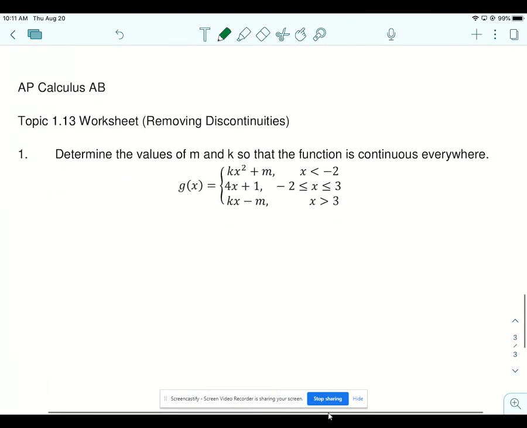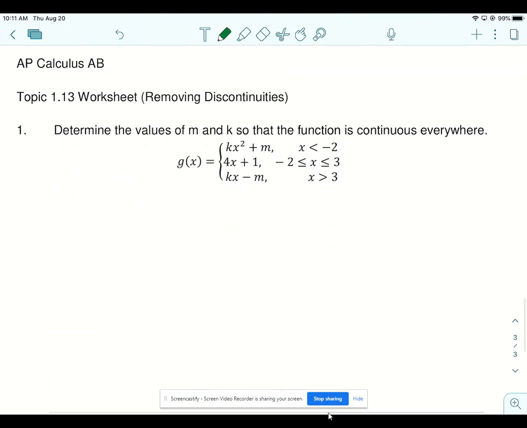Okay, so I'm going to do one on your homework sheet. So grab your homework sheet real quick. This is one that's a little bit more challenging than the one we just did. It looks similar, but to actually do the solving, it's challenging, and it's using some things you haven't really used since Algebra 2. All right, so we want to determine the values of m and k so the function is continuous everywhere. So very, very similar to what we just did. But like I said, the solving part is going to be more difficult.